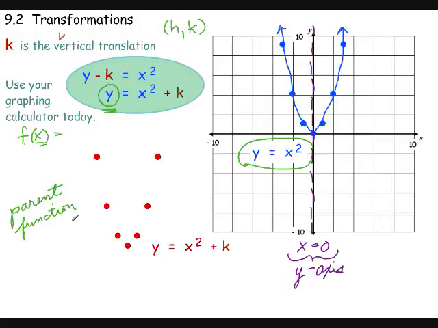So what are we doing here? We're just getting you really well acquainted with the parent function. It has its vertex at 0, 0, and it's symmetrical with respect to the y-axis, or the line x equals 0. That's our parent function.